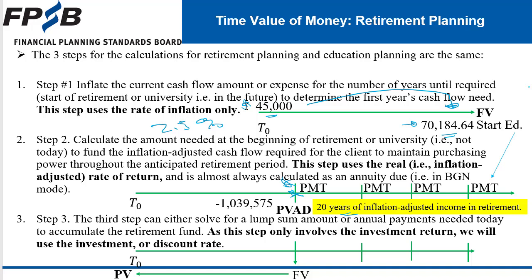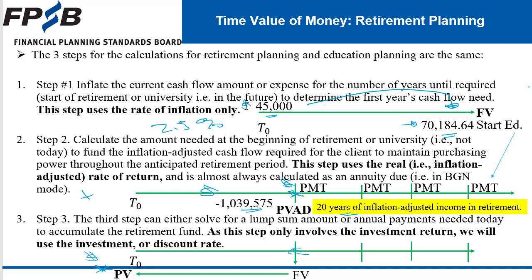And so what we're doing in step number two is calculating how much he has to have at the beginning of retirement to have it fully funded when he's earning 6% net of fees on his investment account and inflation is at 2.5%. We calculated that to be $1,039,575. So the third step, we're going to see how much that would be in today's dollars. So it's just a straight out present value calculation.